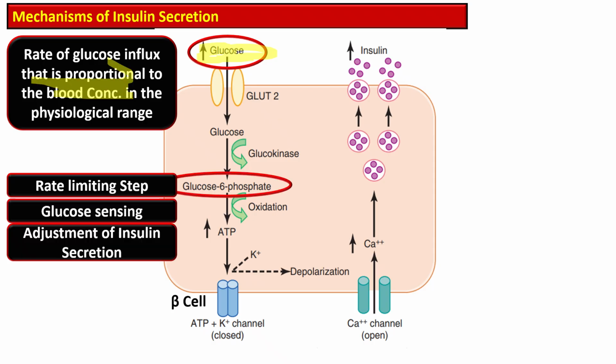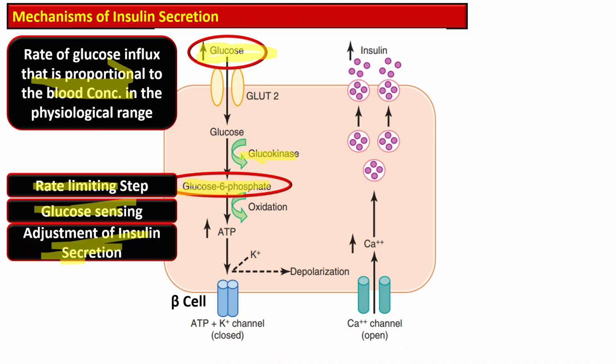And once inside the cell, the glucose is phosphorylated into glucose 6 phosphate by glucokinase, the rate limiting step for the glucose metabolism in the beta cell. This step acts as a glucose sensor, adjusting insulin secretion based on glucose level.